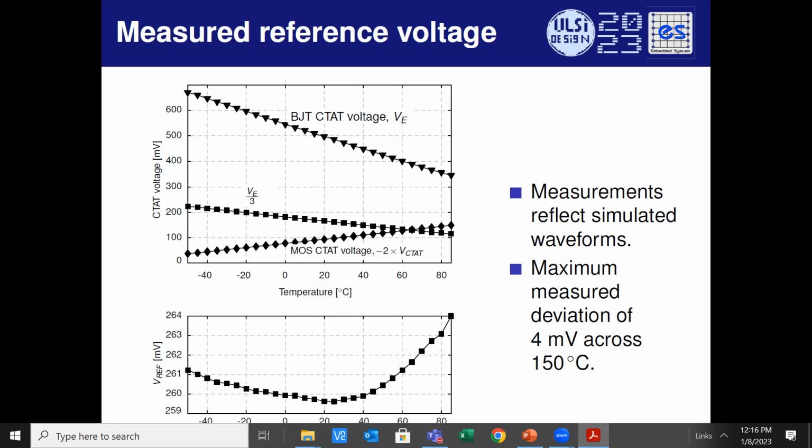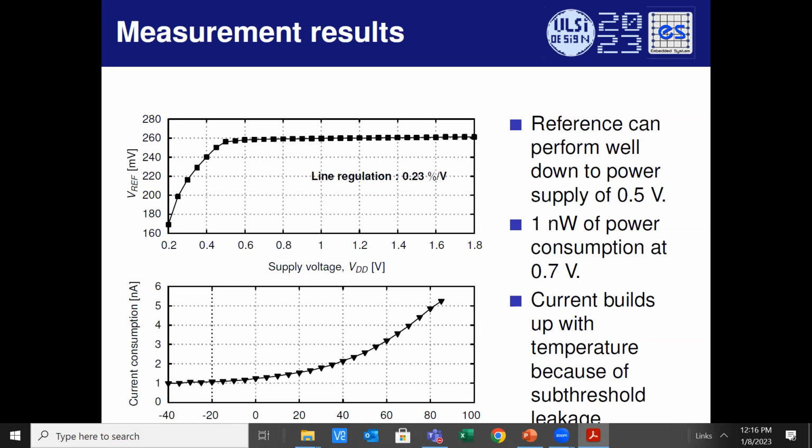And we measured it. It was not bad. Maximum measured deviation of 4 millivolts across 150 degrees Celsius. Line regulation as well as current consumption. So we have a close to a nanoampere current consumption and 0.6 volts power supply. It still had pretty decent line regulation at 0.6 volts. 1 nanowatt of power consumption at 0.7 volts.